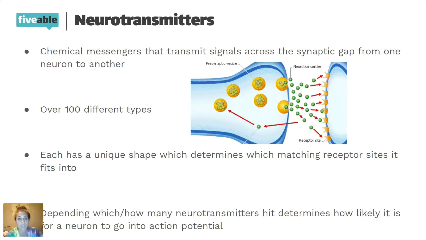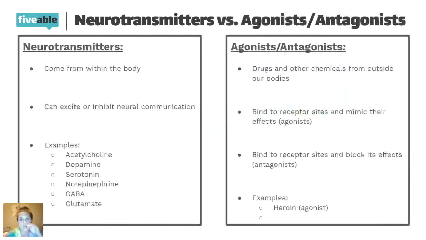And the big ones that we need to know, I guess first you need to know the difference between neurotransmitters and agonists and antagonists. Neurotransmitters, like we've been talking about, come from within the body. They're naturally occurring things within the body. They can excite or inhibit our neural communication, meaning it can tell my body to fire or it can tell my body to slow down. The examples listed, acetylcholine and dopamine, we'll talk about on the next few slides. But these are all things from within our bodies.